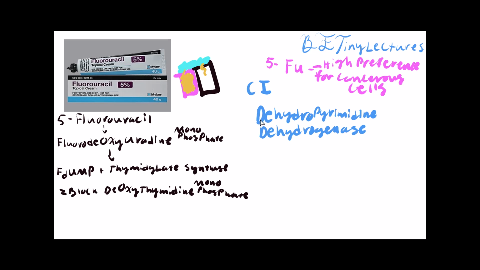If you have a deficiency in dihydropyrimidine dehydrogenase, you do not give that medication, because without this enzyme, you have the concentration of fluorodeoxyuridine increasing. And when you have an increased concentration of this medication, it leads to toxicity.